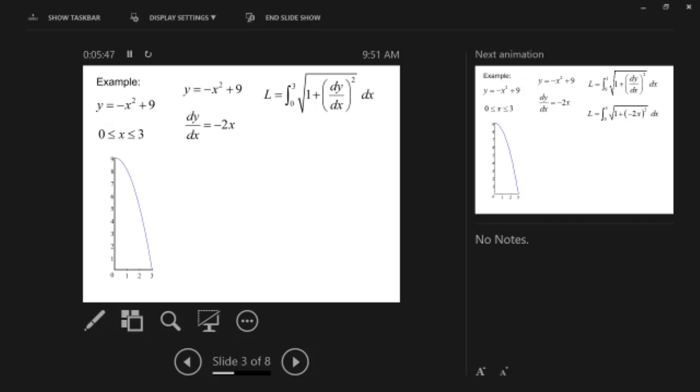So we're going to anti-differentiate this thing, dx. So we're using the x values as the limits from 0 to 3. The square root of 1, again, we're not starting from the beginning. 1 plus y prime, the quantity squared. Where there's a dy dx, you just put in negative 2x.